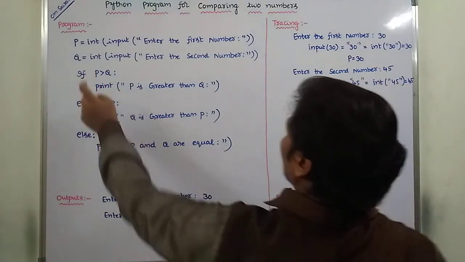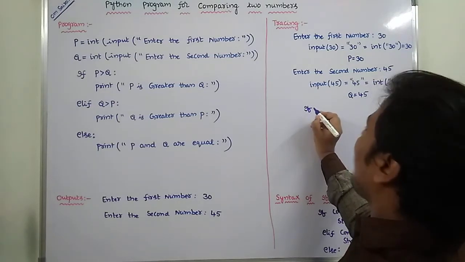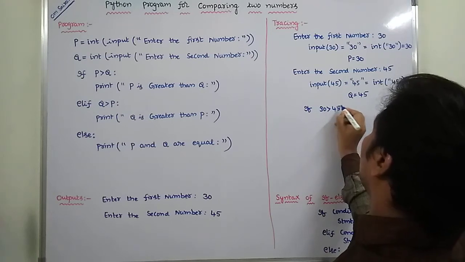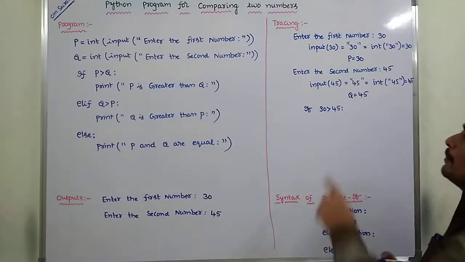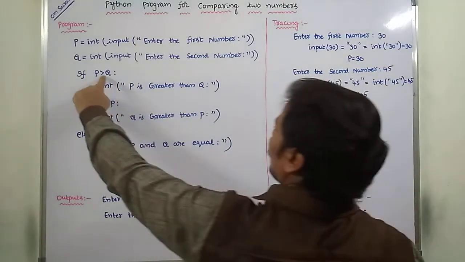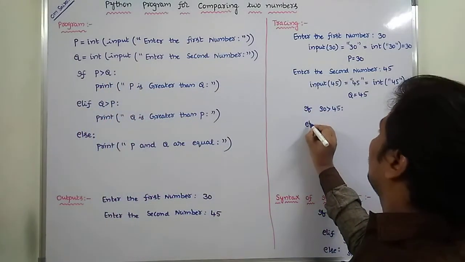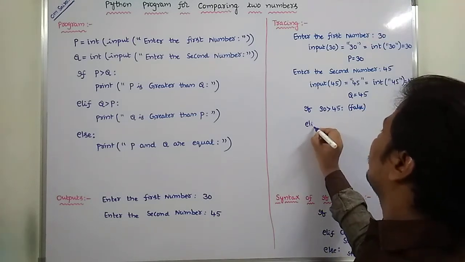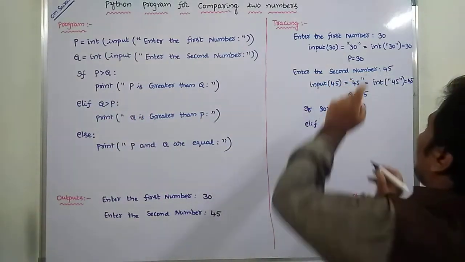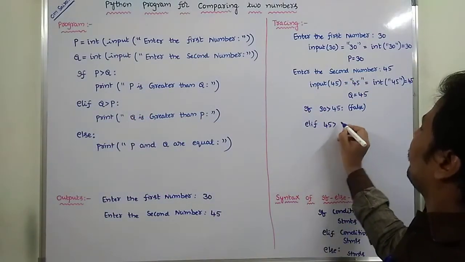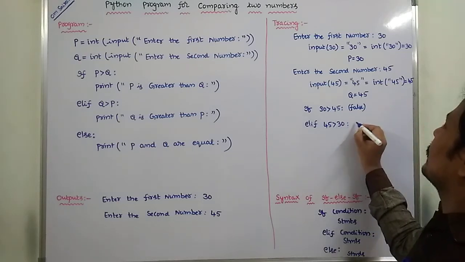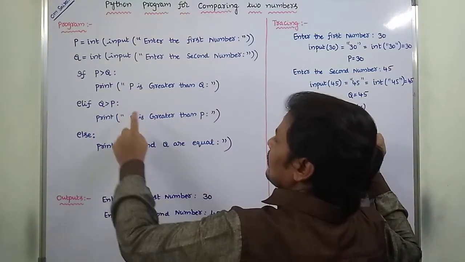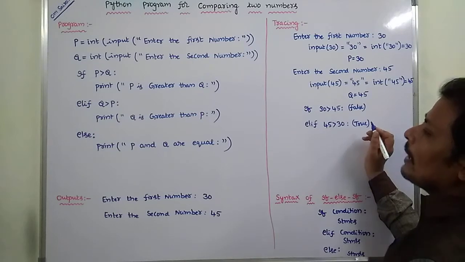Okay, next go to the if statement. If p value, now 30, greater than 45, 30 greater than 45, this is false. Then go to the elif. Elif q greater than p. Q value is 45, 45 greater than p value 30. So that is true. 45 greater than 30, that is true. Then the statements within the else if block are executed.